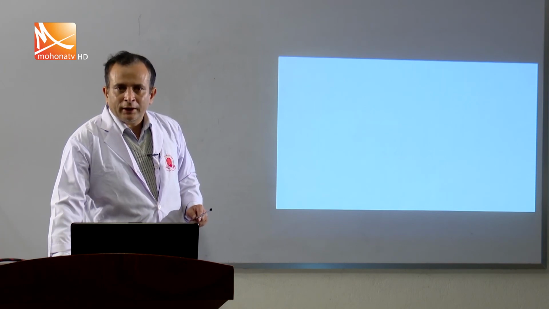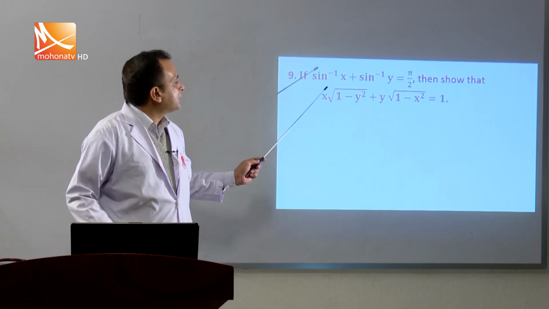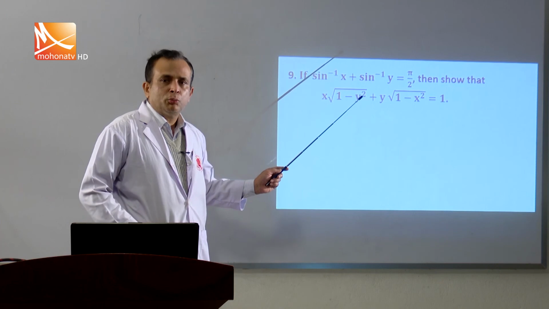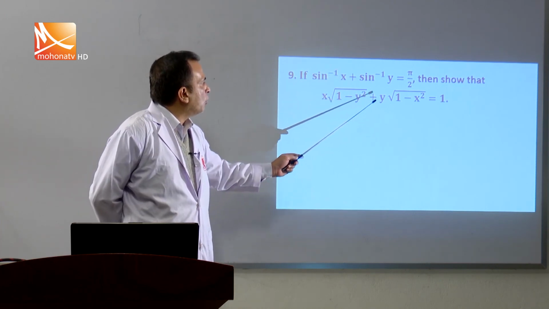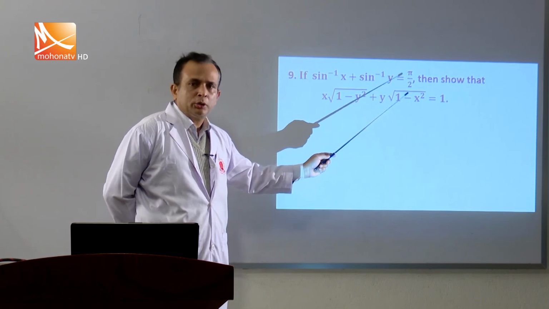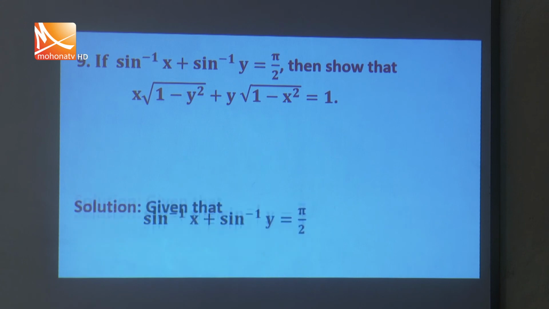Now we are going to see another problem. If sine inverse x plus sine inverse y equals pi by 2, then show that x root 1 minus y square plus y into root 1 minus x square equals 1. Okay, you just see the solution of the problem.